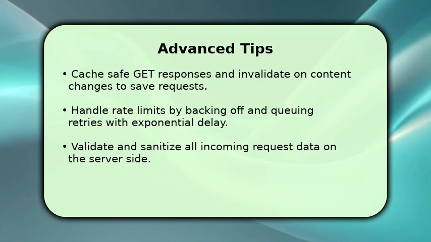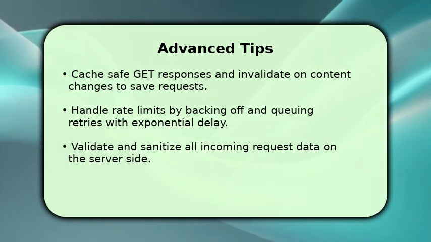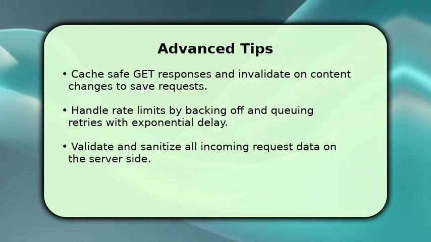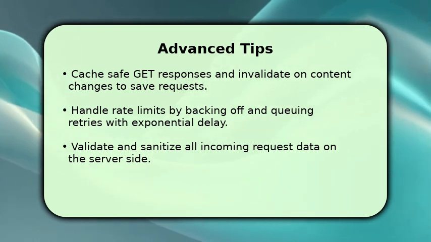For production use, cache-safe GET responses and invalidate them on content updates to reduce API traffic. Respect rate limits and implement exponential backoff, plus queued retries for heavy operations.